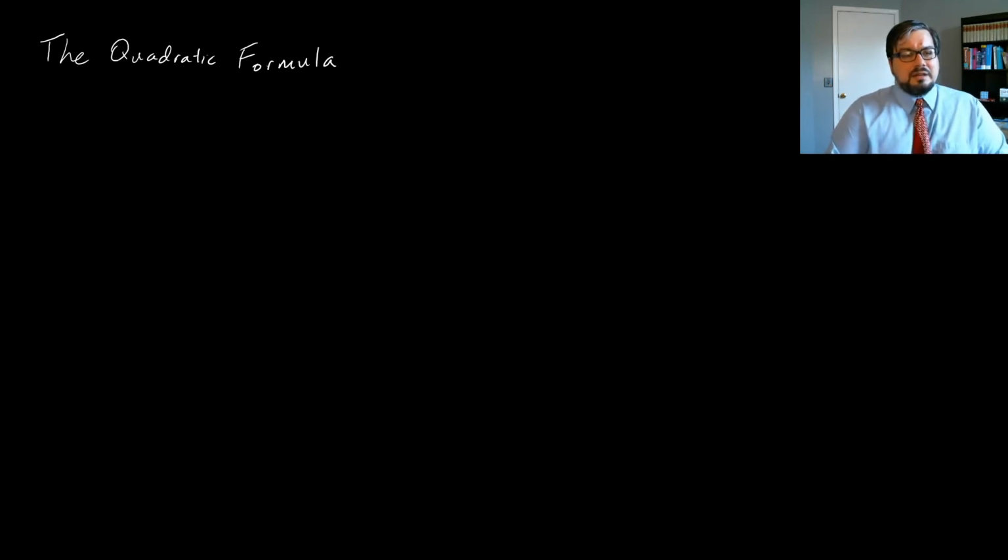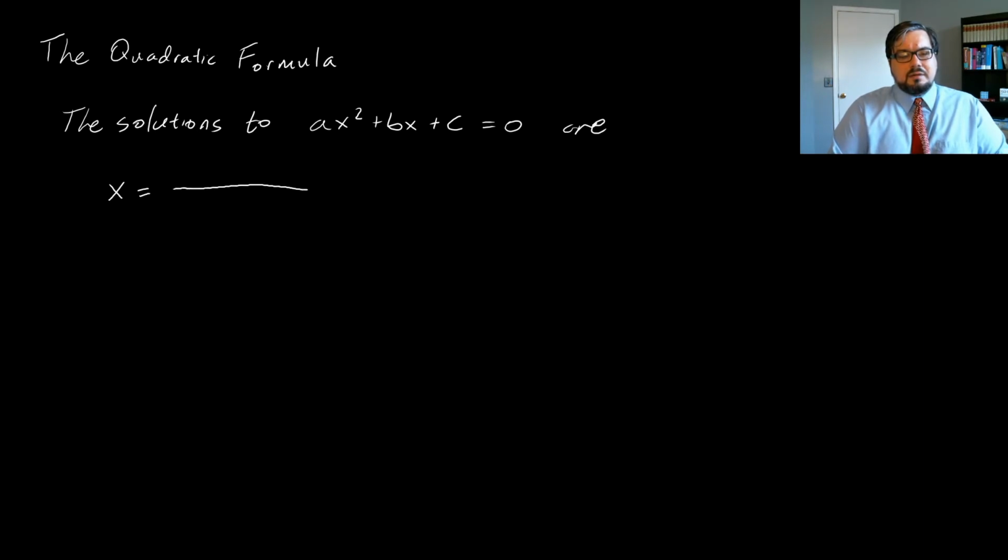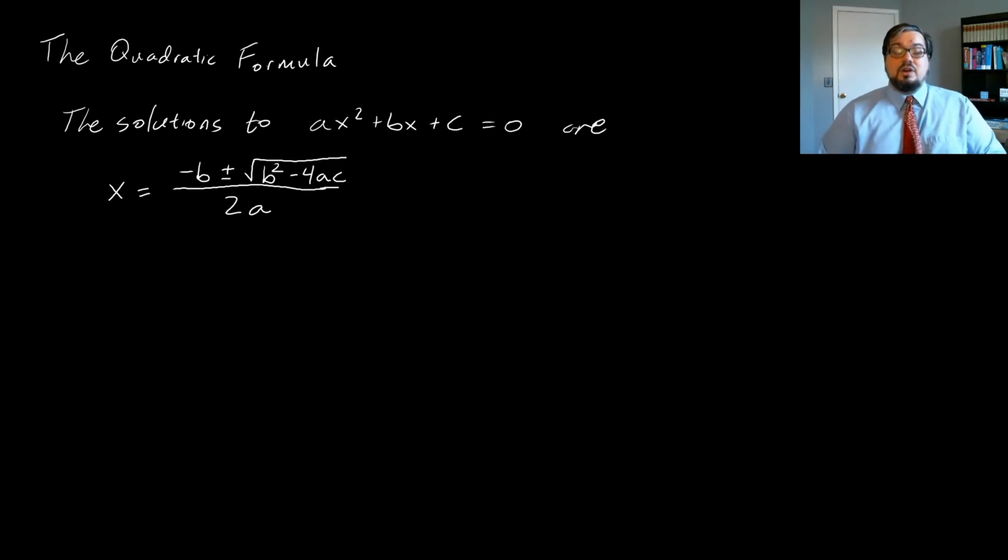So the quadratic formula reads as follows. The solutions to the quadratic equation ax squared plus bx plus c equals 0 are the following numbers. x equals negative b plus or minus the square root of b squared minus 4 times a times c, all over 2 times a.